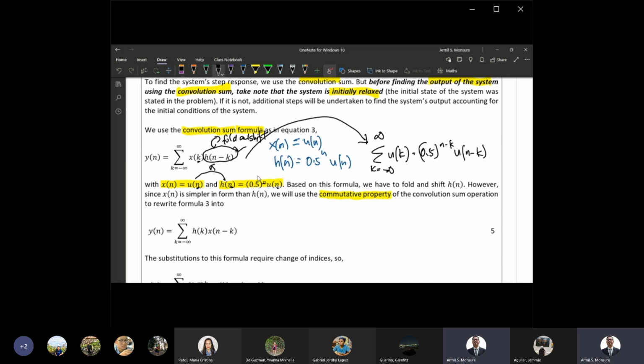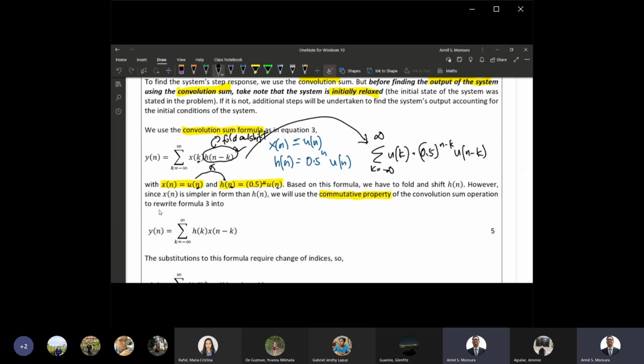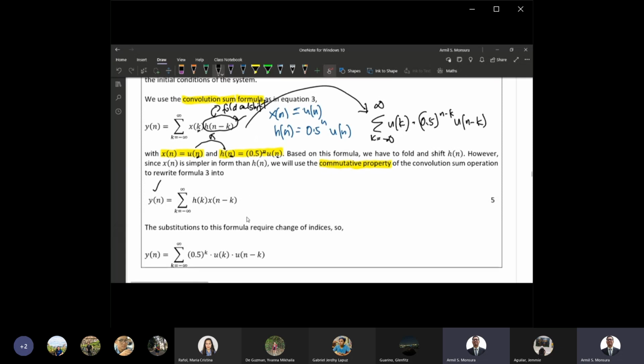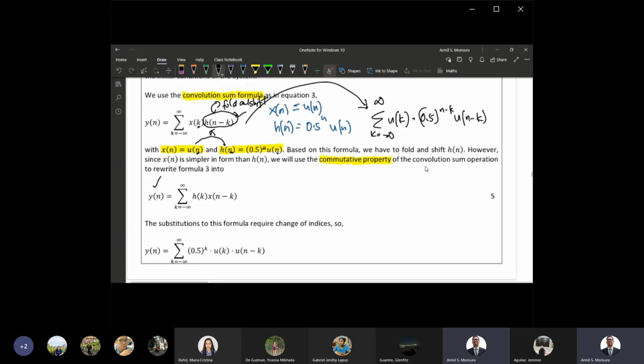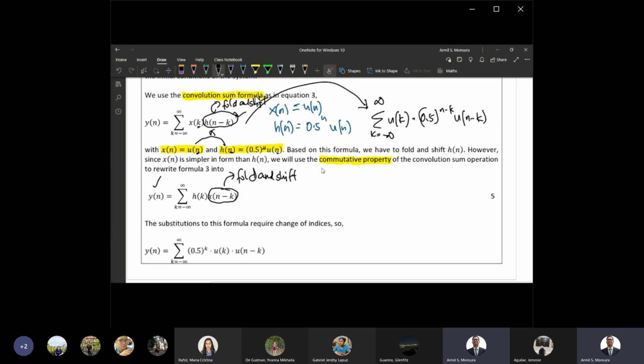Tapos, i-retain lang natin yung signal values ni h. Okay? So, ito yun. Kapag in-apply nyo yung commutative property sa convolution sum, ang i-fold and shift natin is yung x instead na yung h. So, pwede yun, okay? Since convolution sum is commutative.